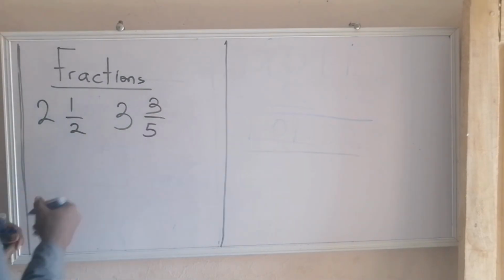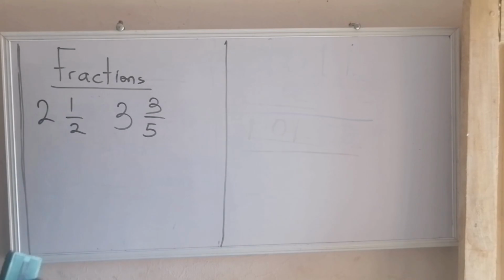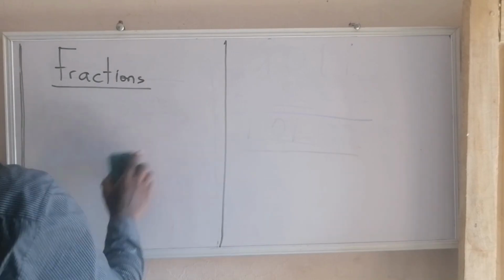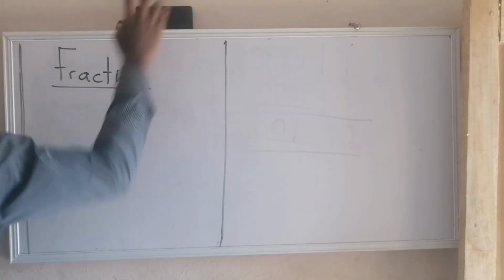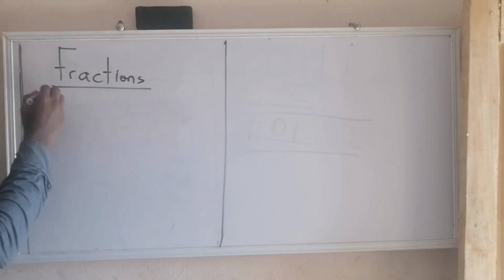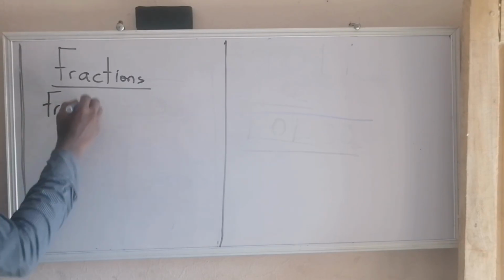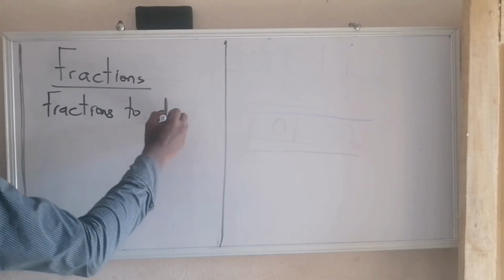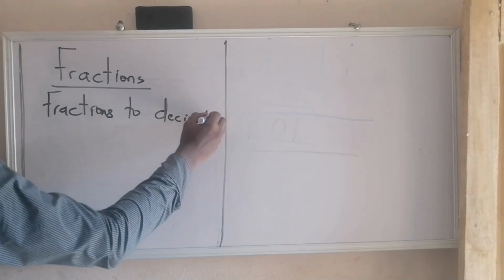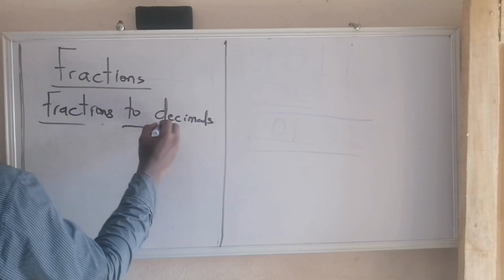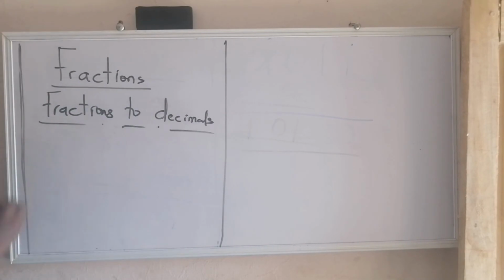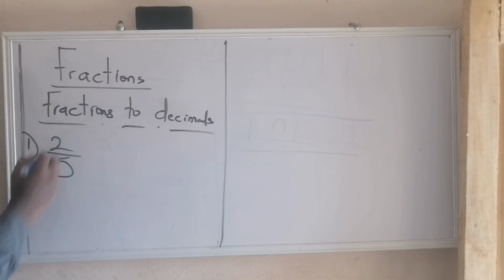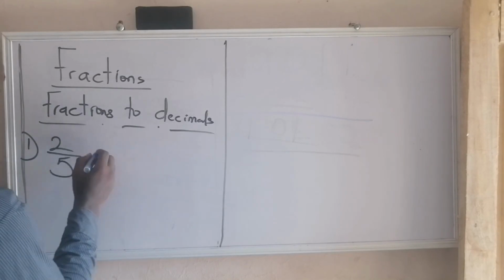So for today's class, we'll be looking at how to convert fractions to decimals and how to change decimals to fractions. So let's start with fraction to decimal. We are given fractions in class. How do you change them to decimals? Please, kindly look at the board. Let's assume we have something like this: 2/5. Change this to decimal. It's so simple.